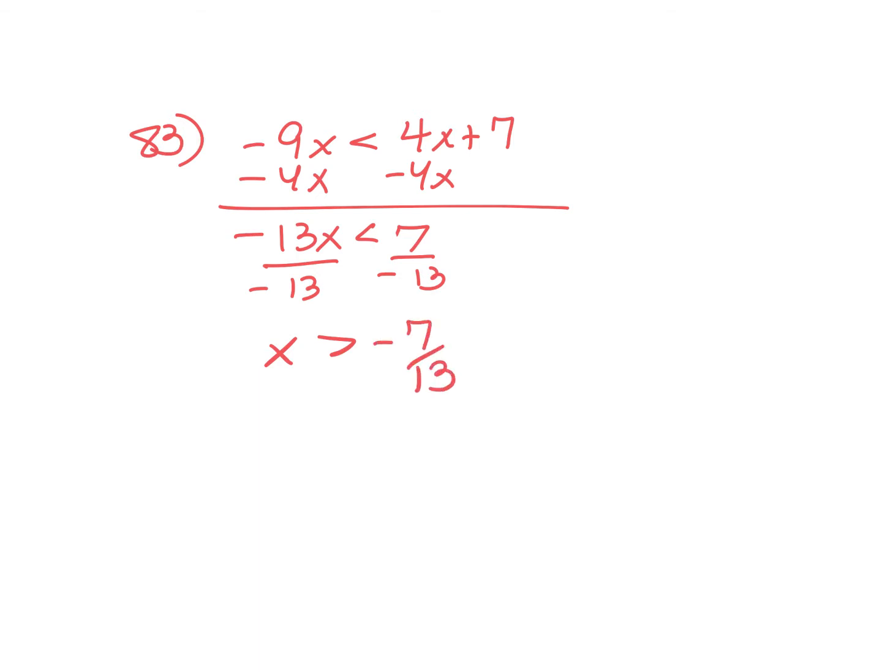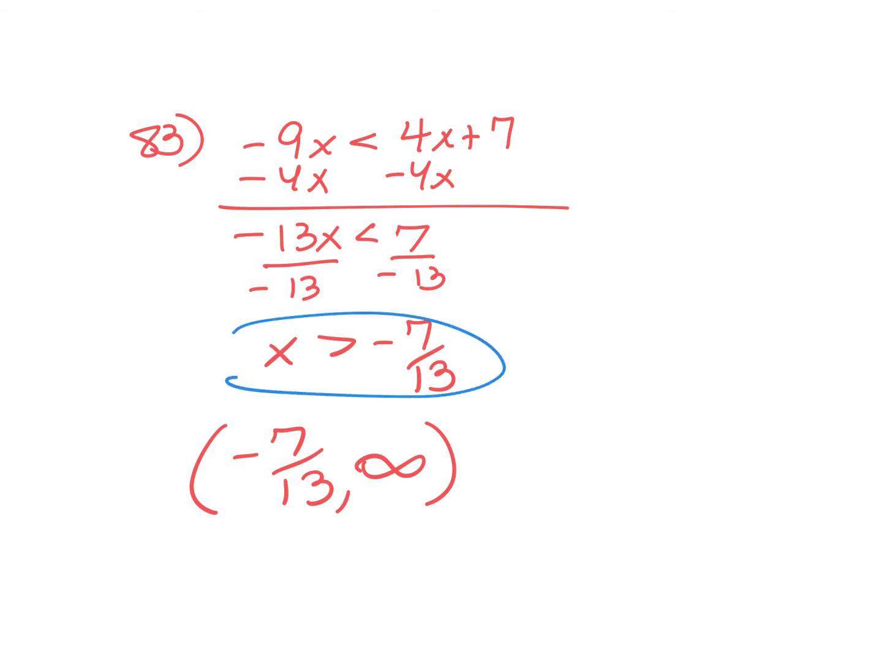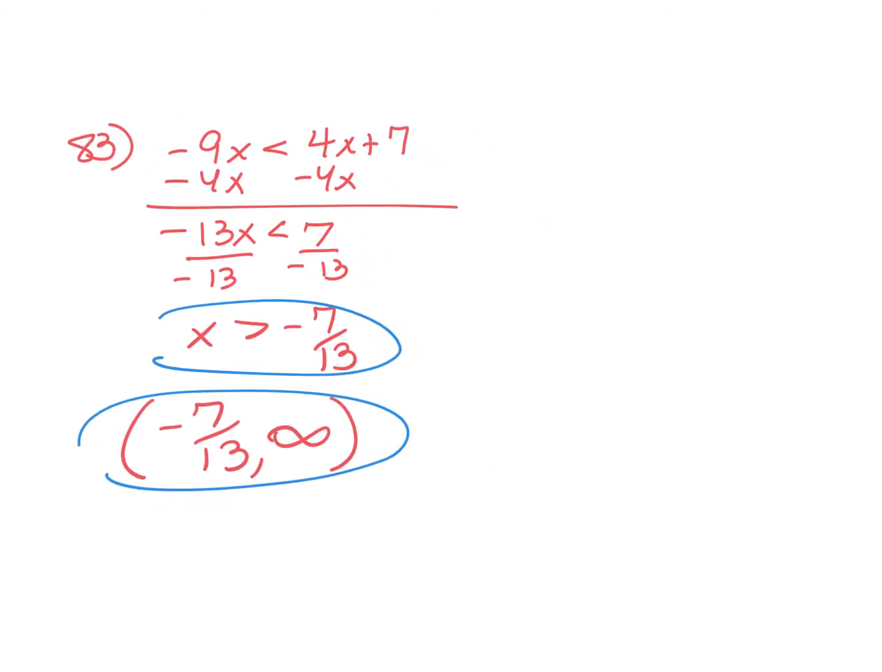So it's going to be written in interval notation, all numbers that are greater than negative 7 over 13. And again, it's just the greater than symbol, so it's parentheses. So negative 7 over 13 to infinity. So if it wants it written as a simple inequality, you write it like this. If it says interval notation, you write it like that. Then number 85.